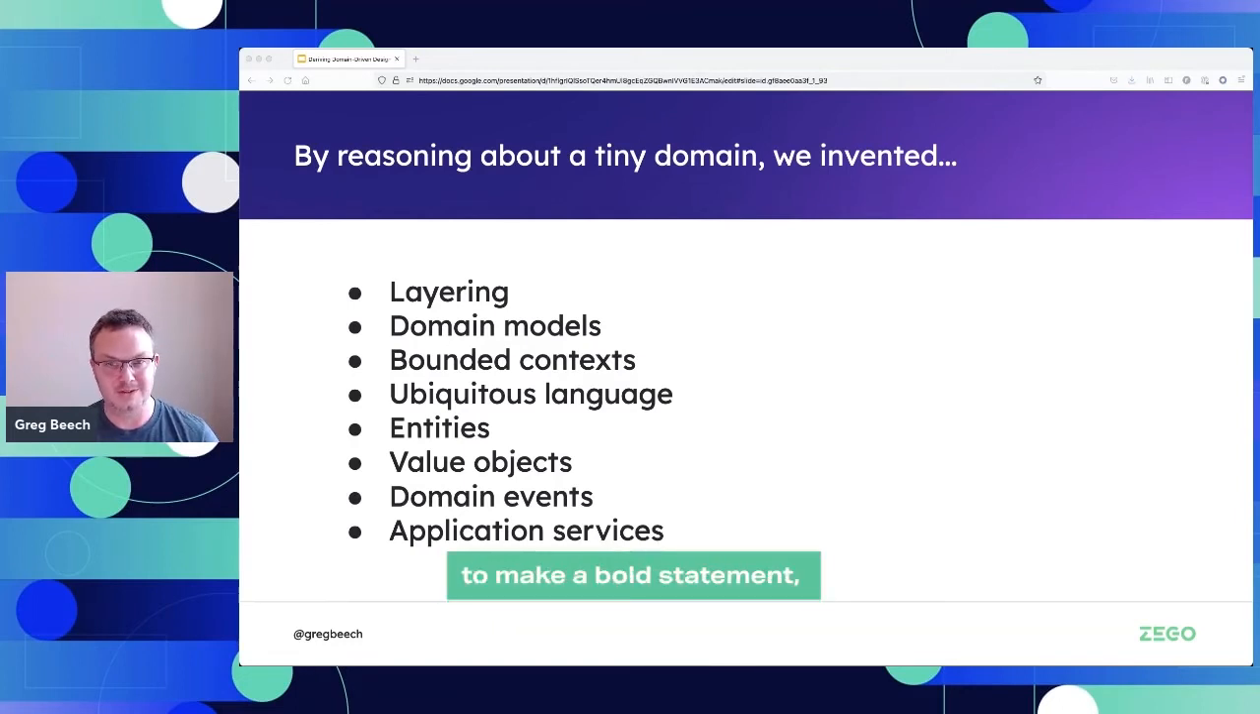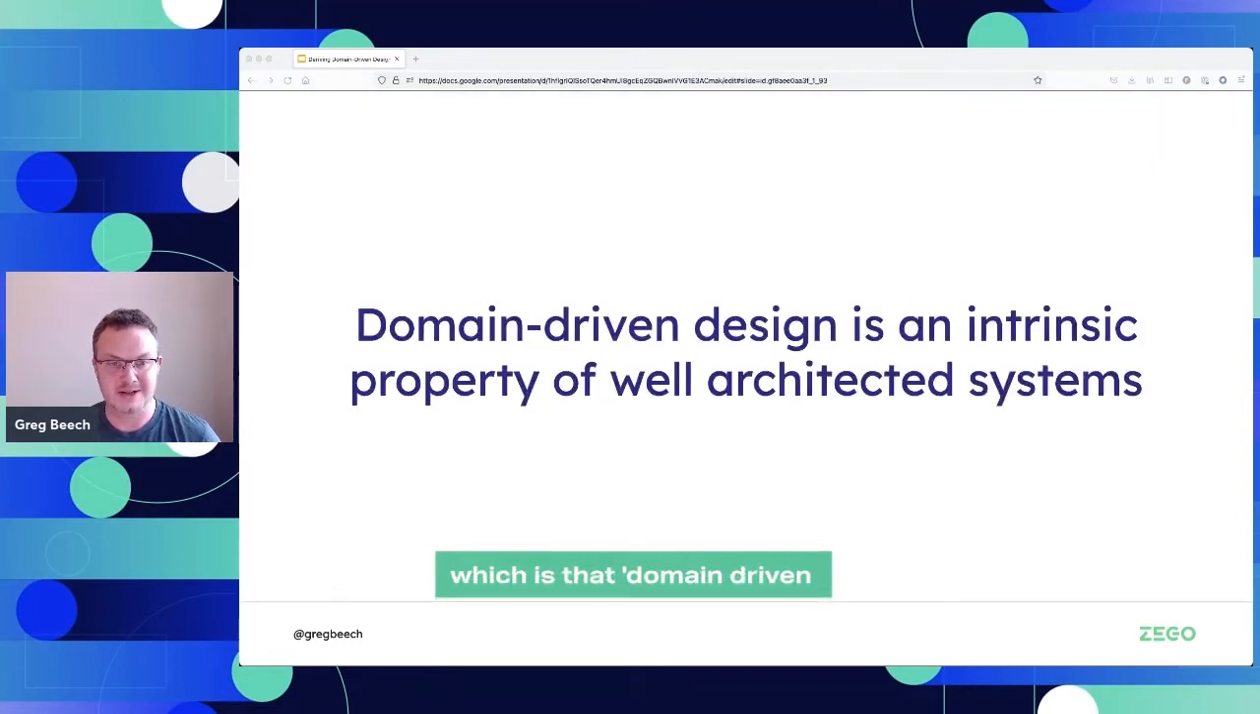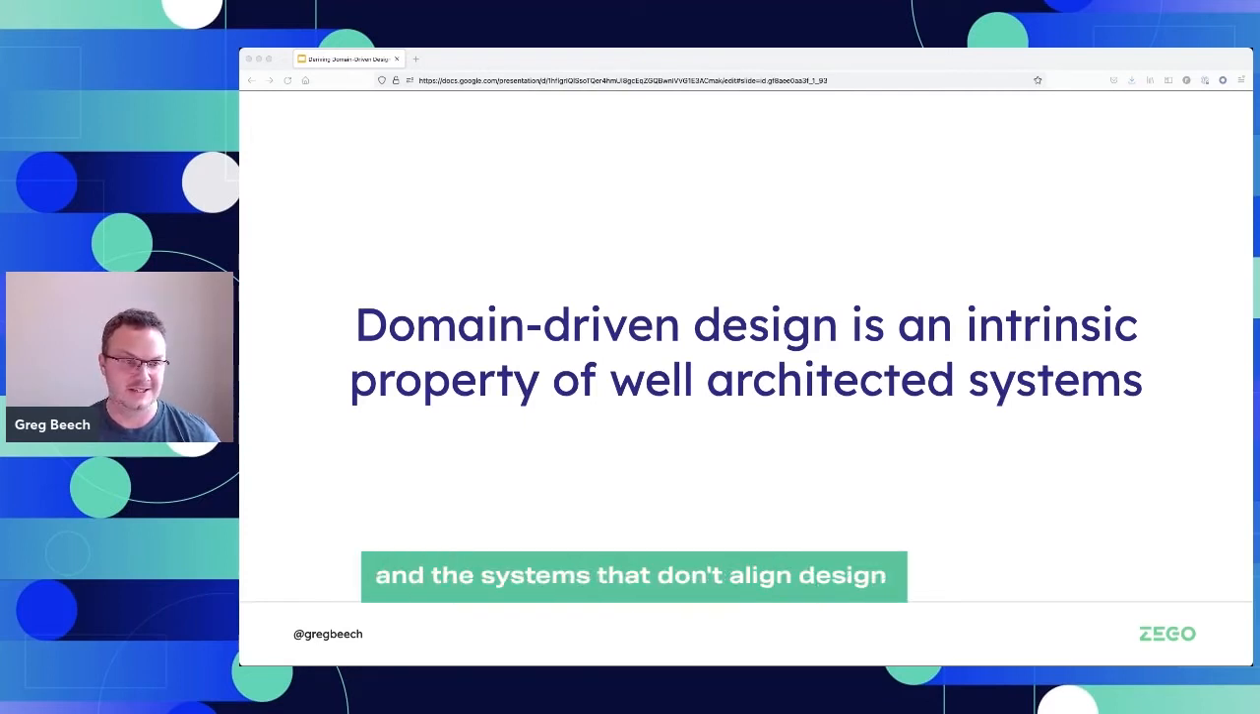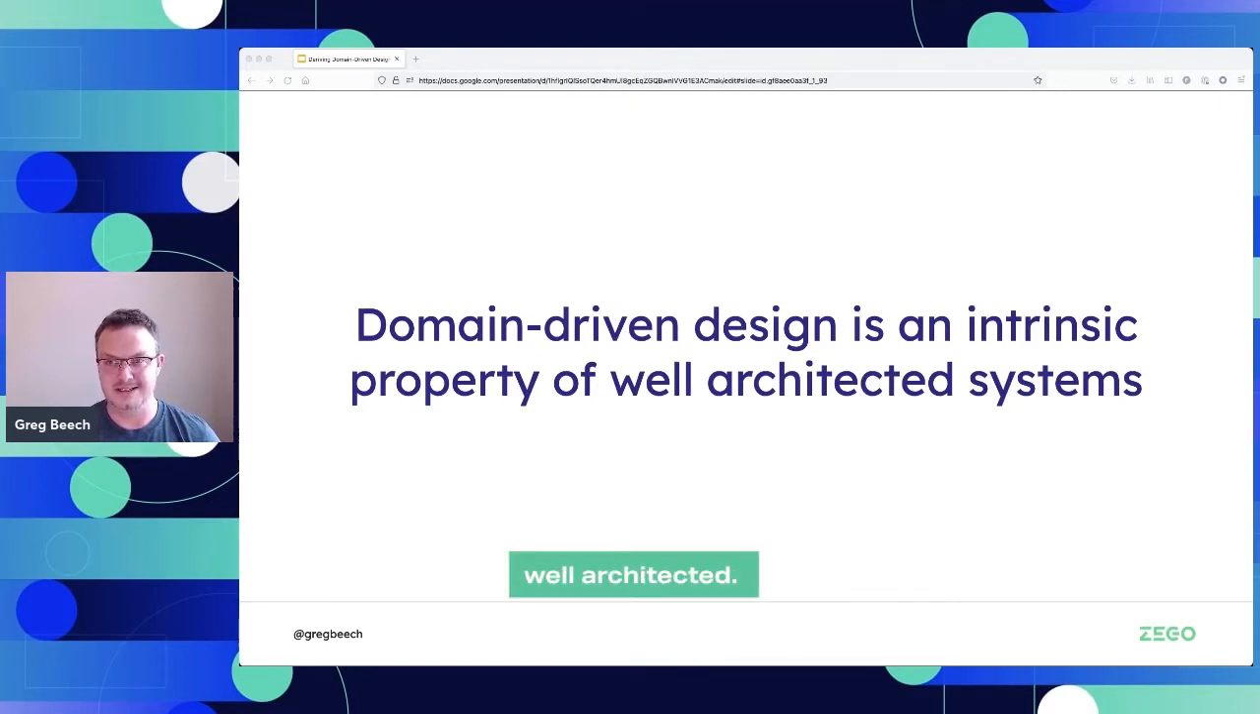And that's going to lead me to make a bold statement, which is that domain-driven design is an intrinsic property of well-architected systems. And just to be really clear on that, what I mean is that systems that are well-architected will implement domain-driven design principles, even if perhaps the people implementing didn't know them as such. And the systems that don't align design with DDD principles are probably not well-architected.